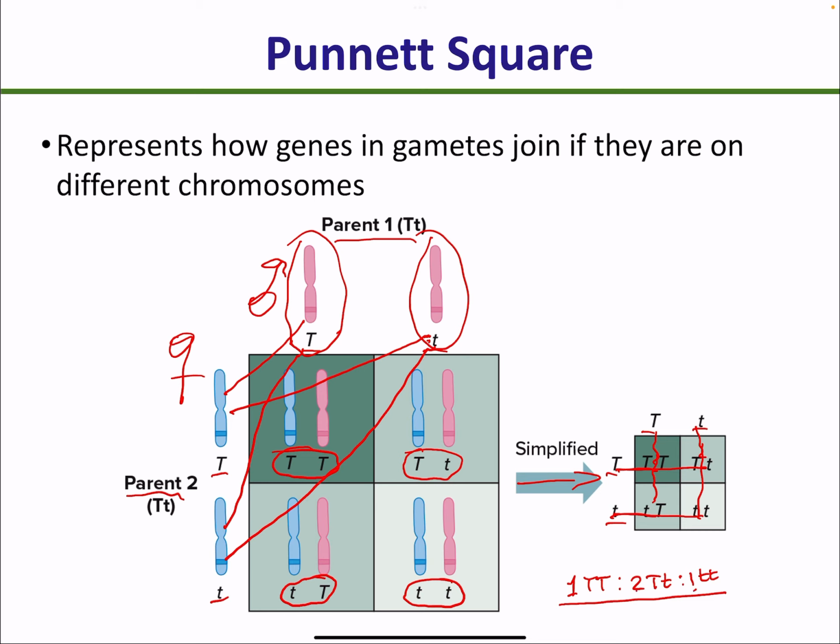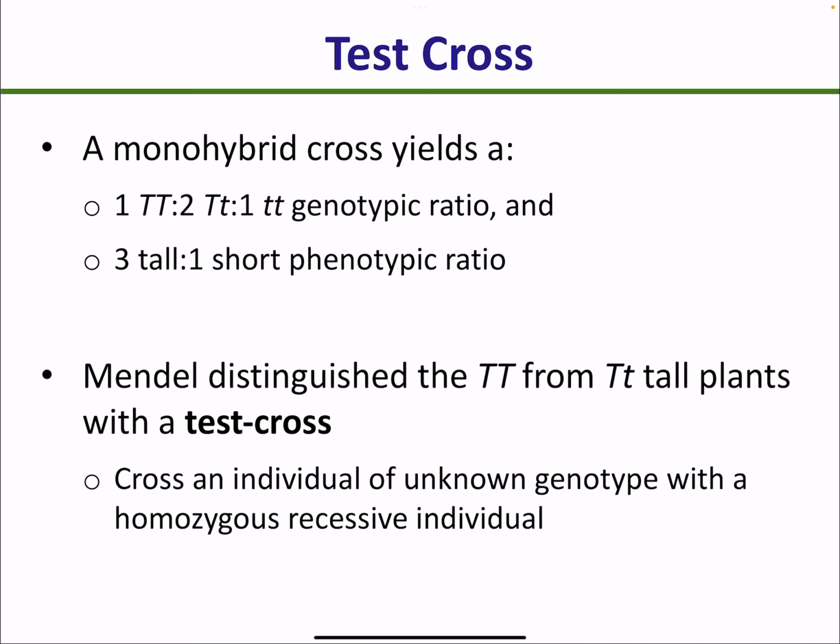For the phenotypes, it's going to be tall, tall, and tall. So that's 3 talls and 1 short. So a ratio of 3 to 1, it's basically what is happening, what we see for the phenotypes, right? Now, knowing all of this, can we ask the following question?